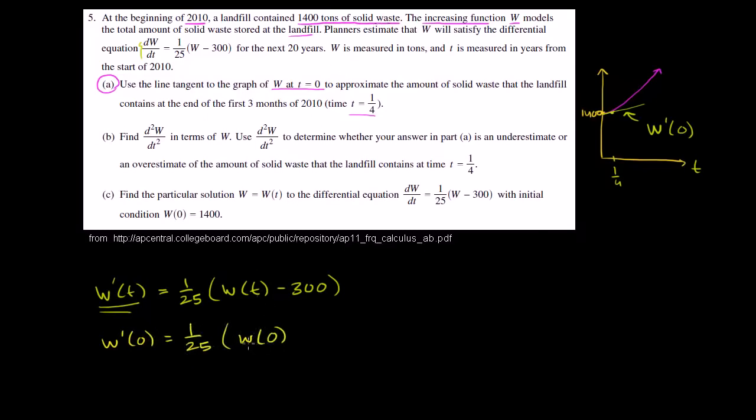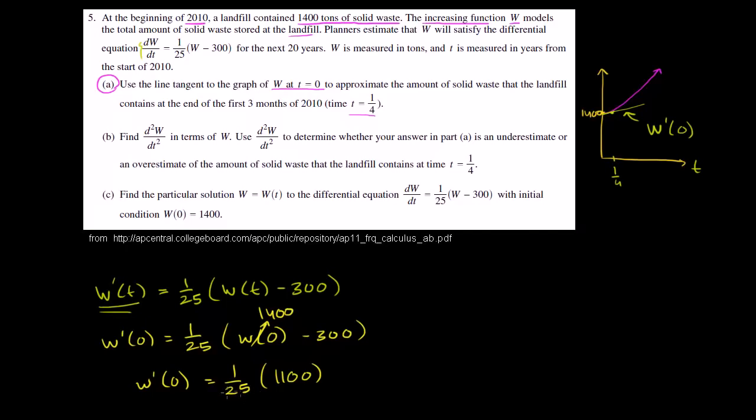This is how much waste there is at time 0, minus 300. So this right over here is 1,400. And so we have W prime at time equals 0. So our slope at time equals 0, our derivative at time equals 0, is equal to 1 over 25 times 1,400 minus 300, which is 1,100.